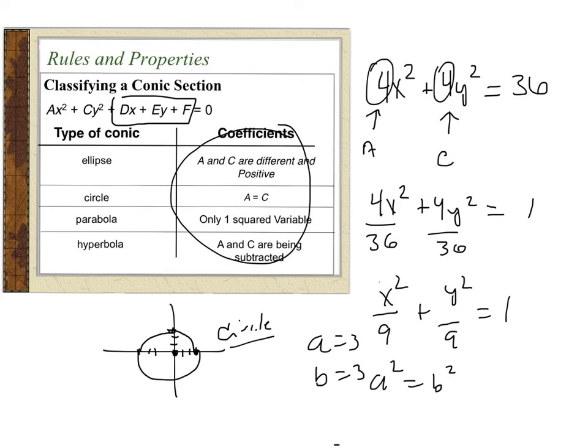But the idea is primarily with all the shapes except for a parabola, we're just looking at these three things. And those three things that I just circled, so the A, whether it's positive, or the C, is going to tell us what kind of shape it is.